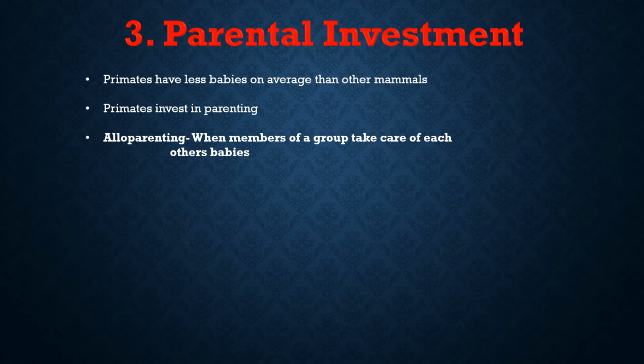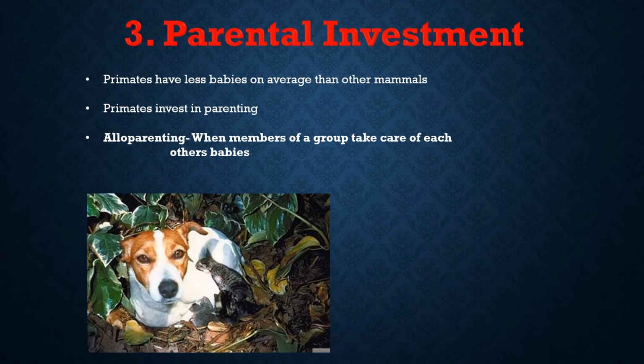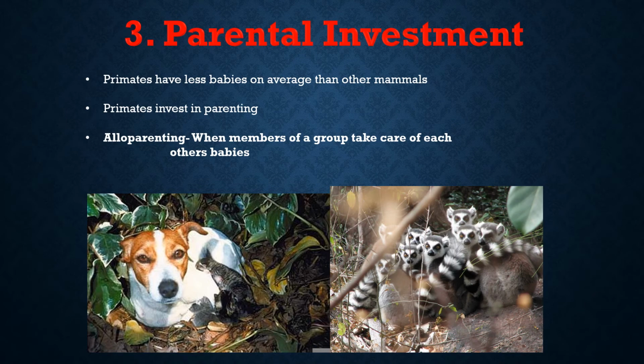And in most primate species, you have alloparenting, which is when members of a group take care of each other's babies. And alloparenting is not primate specific. We do have very rare examples where we even have cross-species alloparenting, like this dog that adopted a brood of kittens here. But alloparenting and social living is a very, very primitive trait in humans.